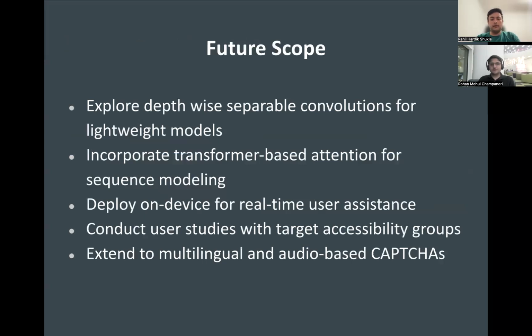Future scope: the next steps are depthwise separable convolution networks for mobile, transformer attention for sequential modeling, and an on-device real-time assistant. User studies with target groups could also help us improve our model. And support for multilingual and/or audio CAPTCHAs could be added to this.